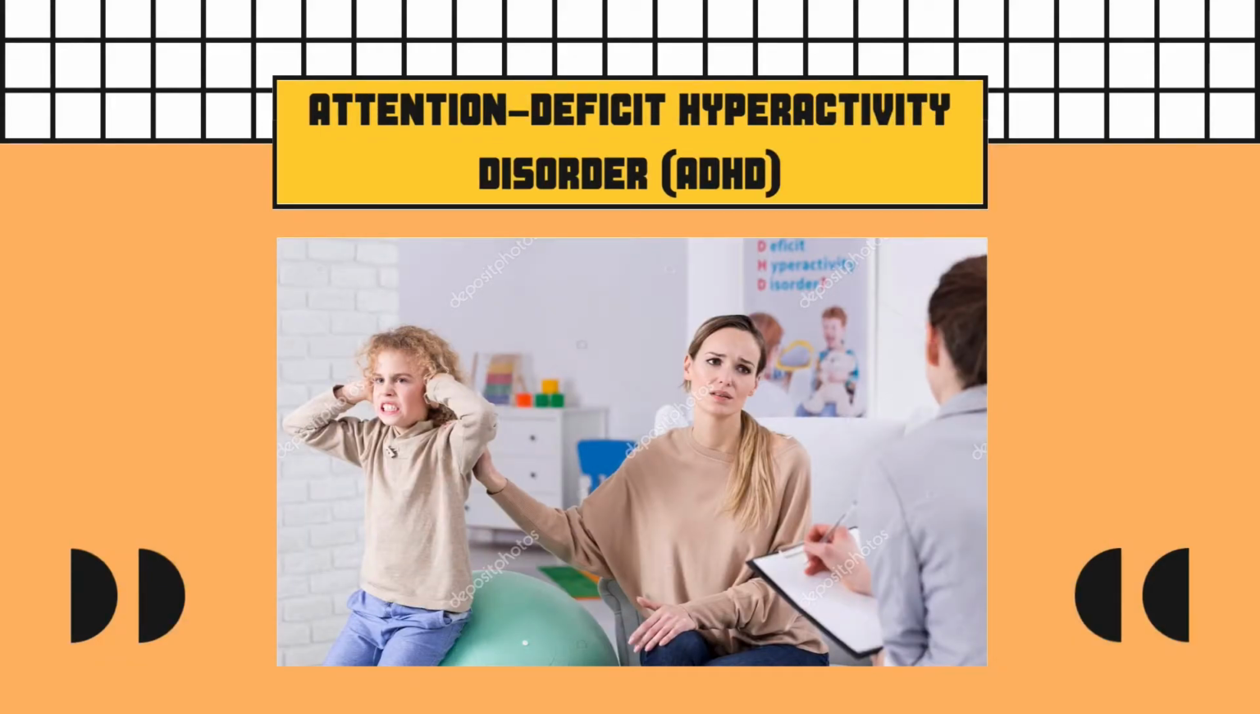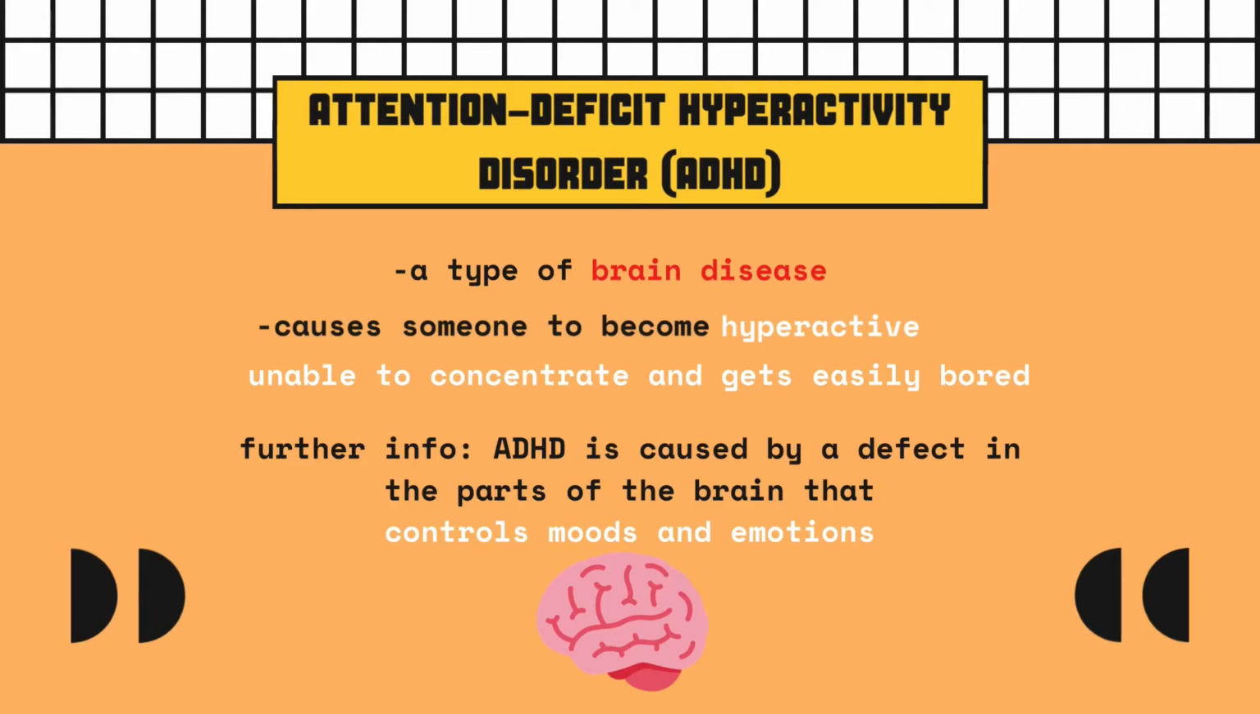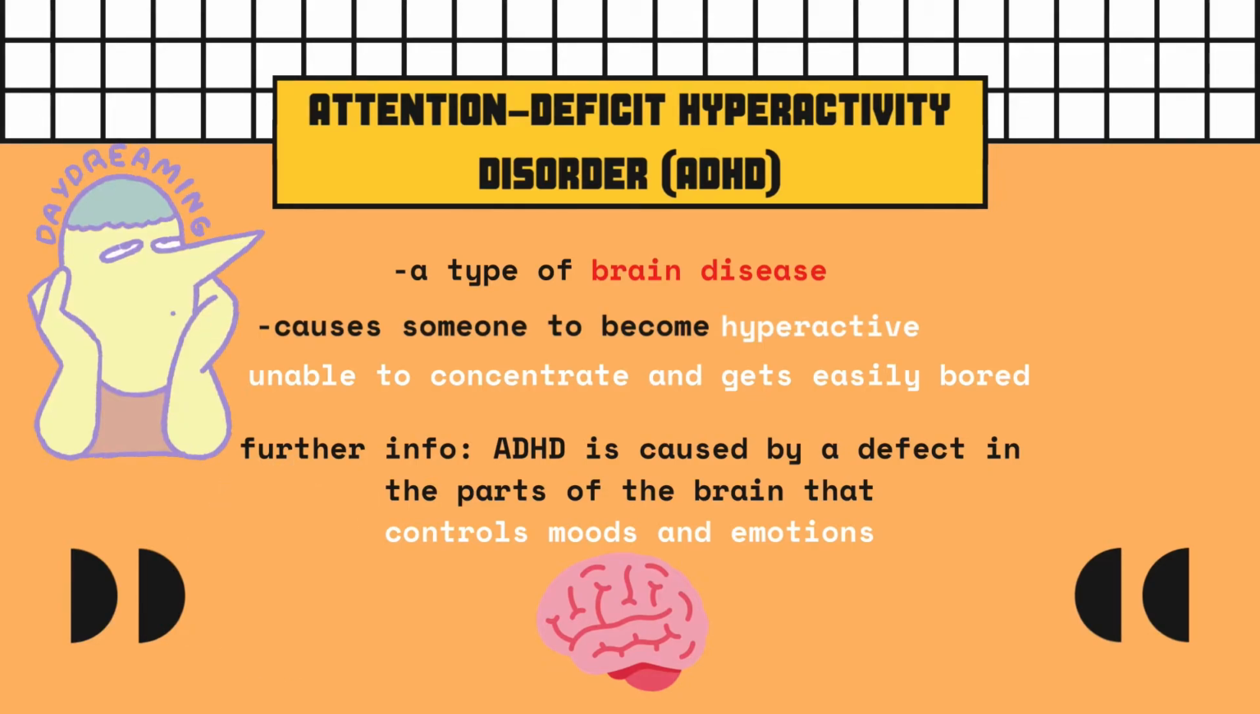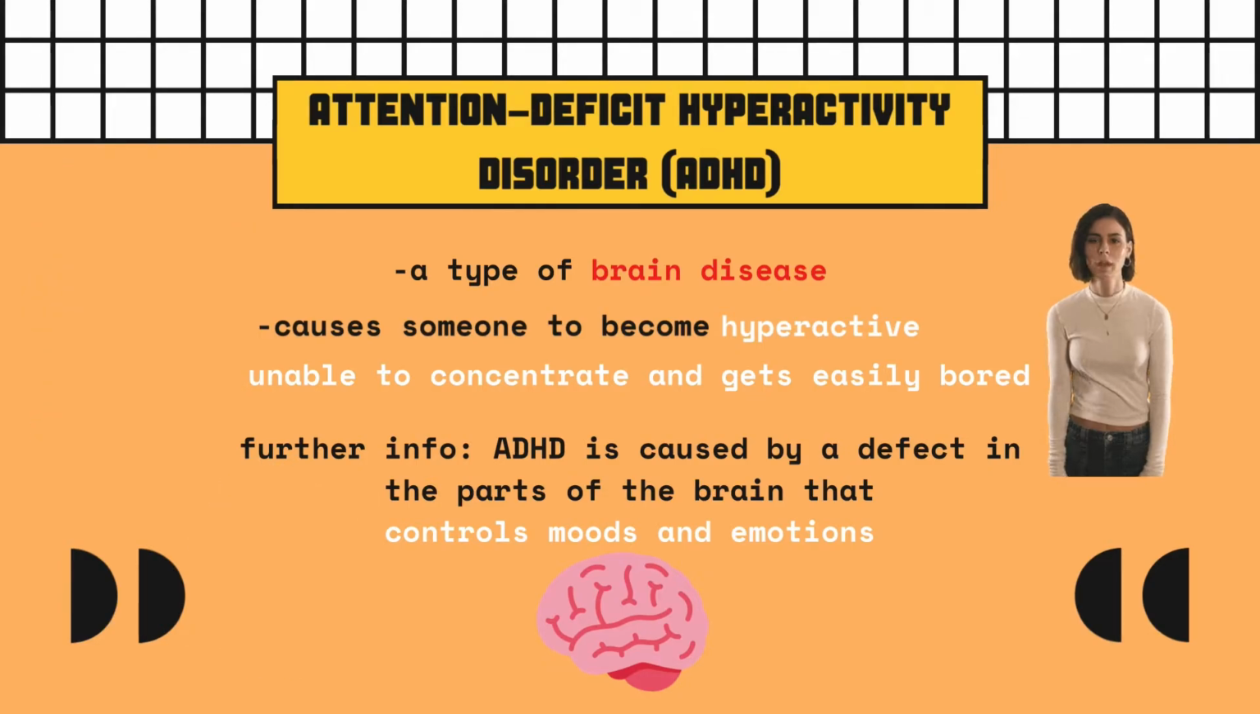Next, attention deficit hyperactivity disorder, which is better known as ADHD. ADHD is a type of brain disease, and it causes someone to become hyperactive, unable to concentrate, and easily bored. And this is info which is not stated in the textbook: ADHD is caused by a defect in the parts of the brain that control moods and emotions.